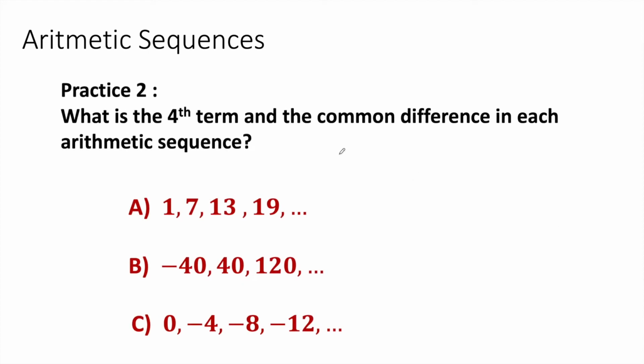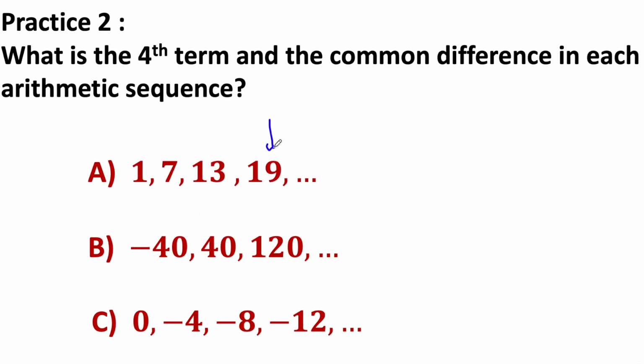Now, here's a practice for you. Pause the video and try to answer this question. Give the fourth term and the common difference for each arithmetic sequence. Here, the fourth term is 19. As you can see, it is the fourth one in the list. And the common difference is 6.